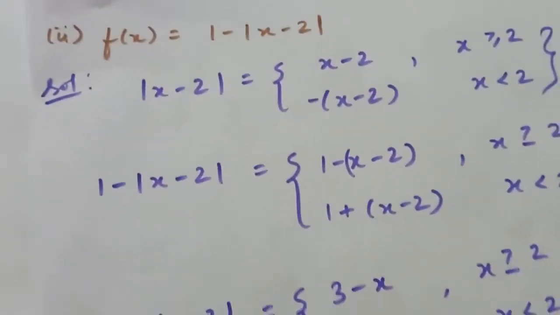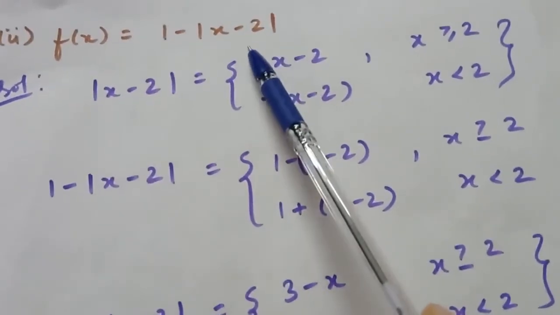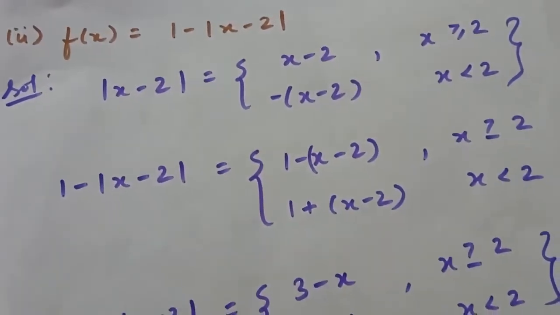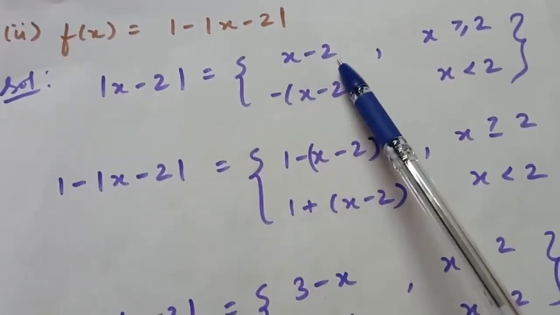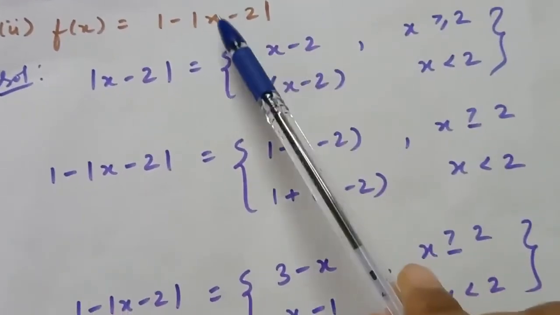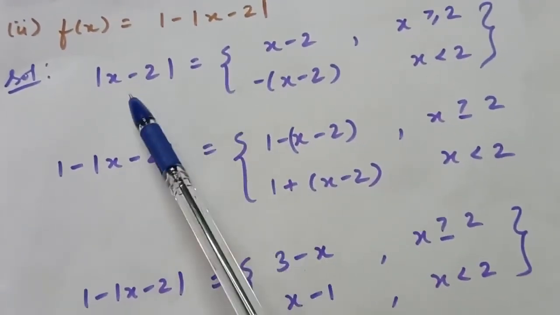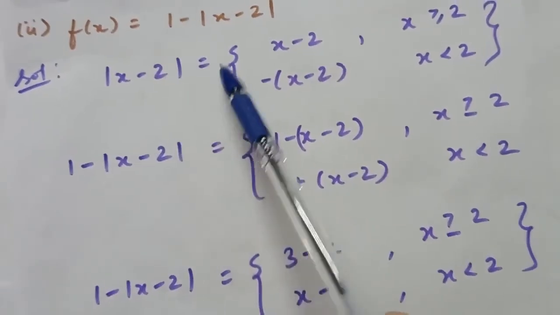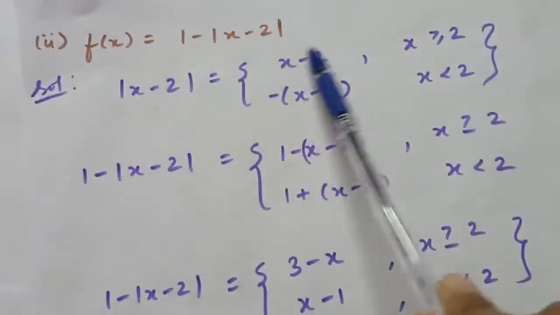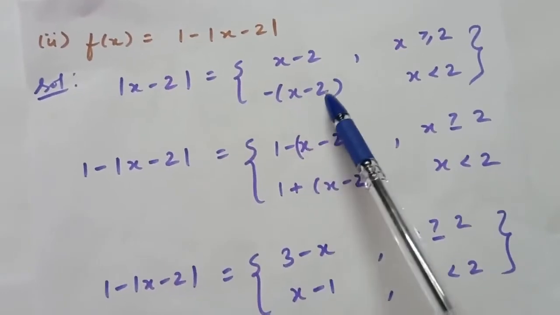Now next is the second part, that f(x) is equal to 1 minus modulus of x minus 2. So see, modulus of x minus 2 will be the same, that is positive, if x is either equal to 2 or greater than 2, because at 2, 2 minus 2 will be 0, then 3 minus 2 will be 1. So at x equal to or greater than 2, this will be the same as x minus 2, and at less than 2, this will be negative of x minus 2.